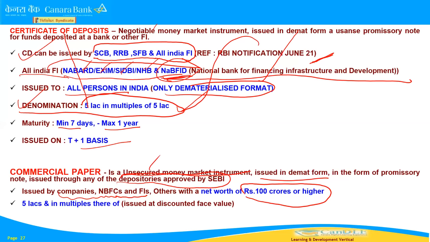Denominations, again, 5 lakhs in multiples of 5 lakhs. Both are the same, no confusion. Issued at discounted face value. This is commercial paper and certificate of deposits. This period is also very important: 7 days minimum and maximum 1 year.